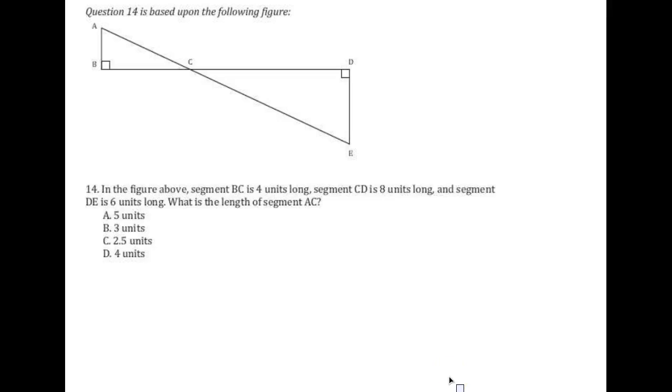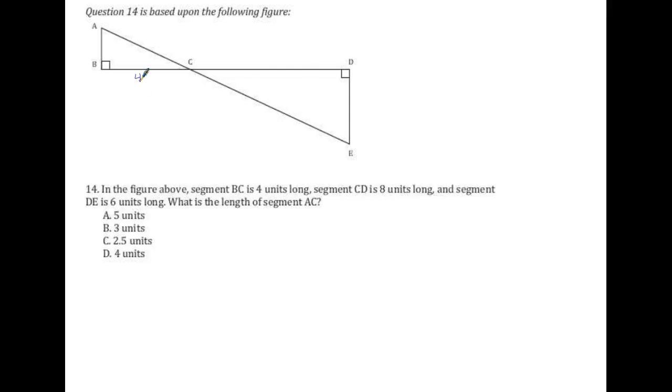So let's look at the following figure. In the figure above, segment BC is 4 units. Now, when I get a geometric figure, I always like to have my labels on it very clearly, because if you don't label it, it's going to be very hard to think about it. Labeling helps your brain visualize the figure. Okay, so BC is 4. So this BC is 4 units long.